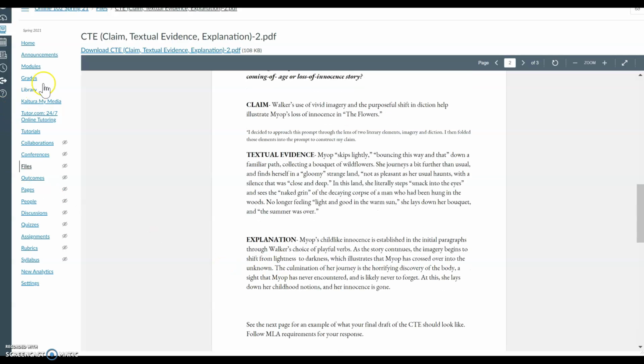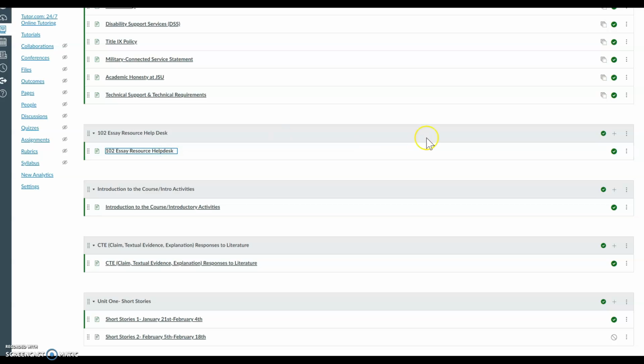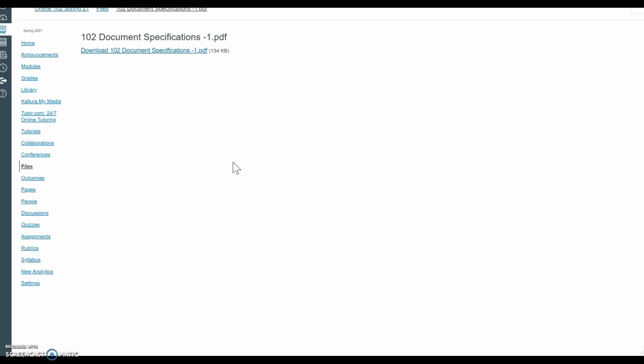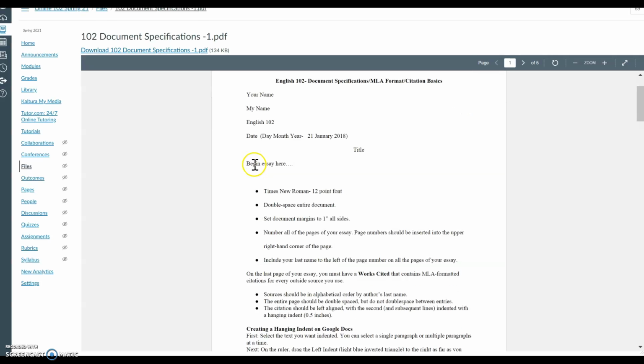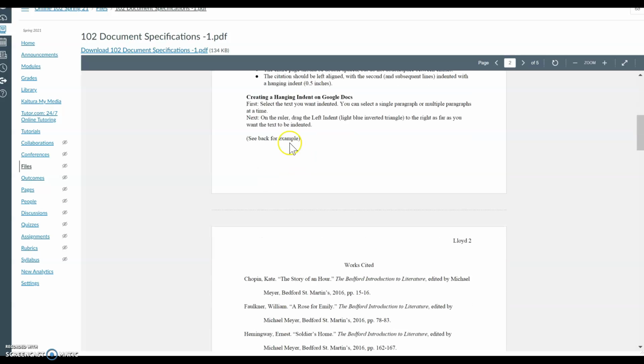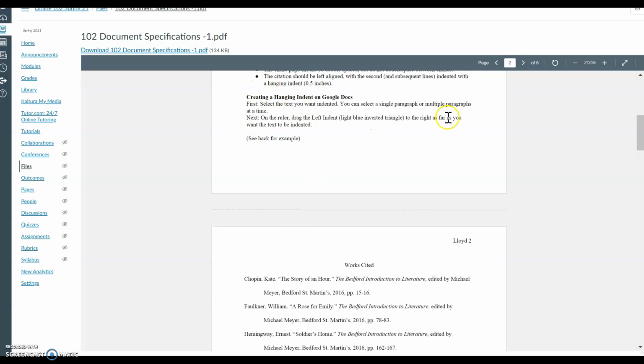I did provide a couple of things for you in those modules. If you look under the Essay Resource Help Desk, you'll notice that you have a section on 102 document specifications. It'll teach you about how to set up MLA format, how to set up your page, citation basics, how to create a hanging indent. So that right there, where the first line is completely left aligned and the second line is indented over, is called a hanging indent. And I gave you specific instructions on how to create that hanging indent in Google Docs.